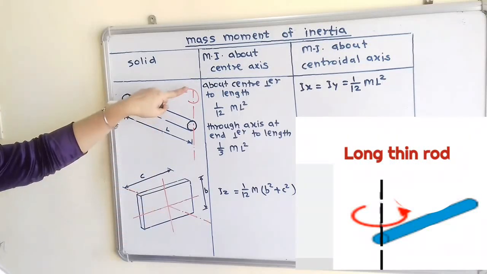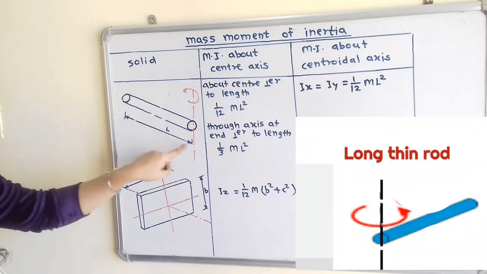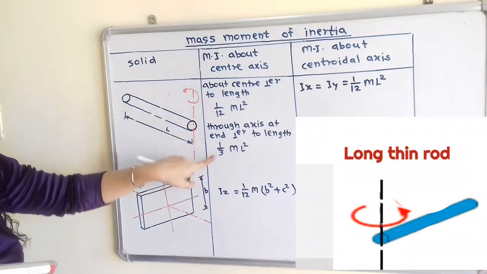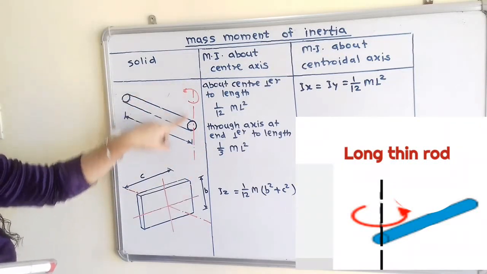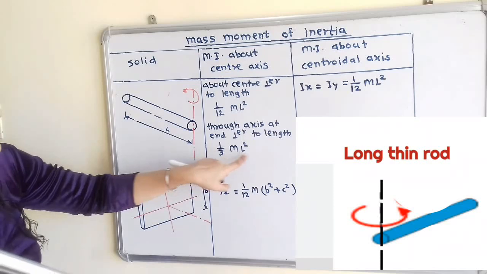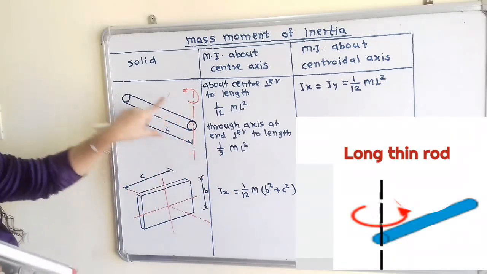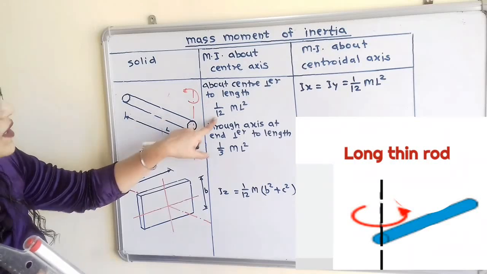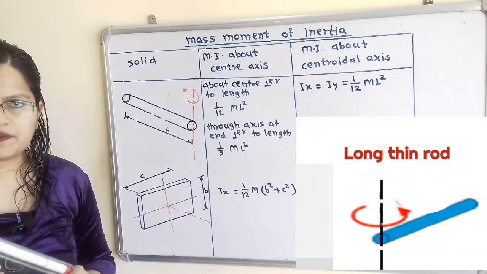So remember this axis is perpendicular to the length of the rod. In that case we have to take these two values. For the axis at the end we will take 1 by 3 ML square, and when the axis is passing through the center of the rod, then we will take 1 by 12 ML square.